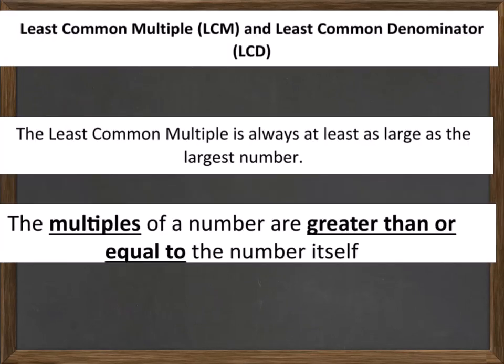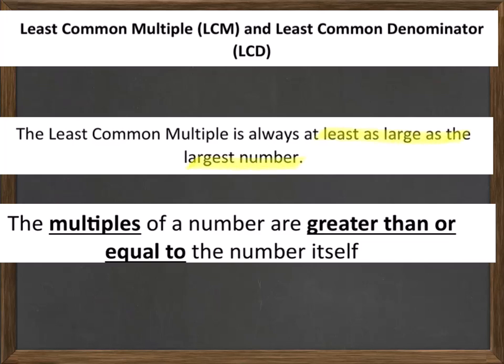So why do we care about factors and multiples? Well, a lot of times we have to find either the least common multiple or the least common denominator. Believe it or not, this is actually the same procedure. The only reason it has a different name is because when we find the least common multiple and it's in the denominator of a fraction, we call it the least common denominator. But if you know how to find the least common multiple, then you're going to know how to find the least common denominator. So, the least common multiple is always at least as large as the largest number.